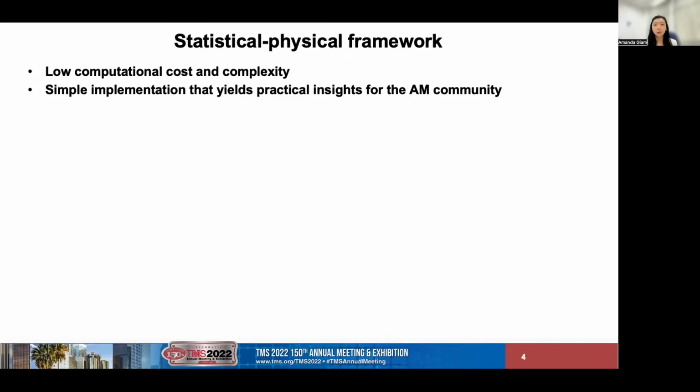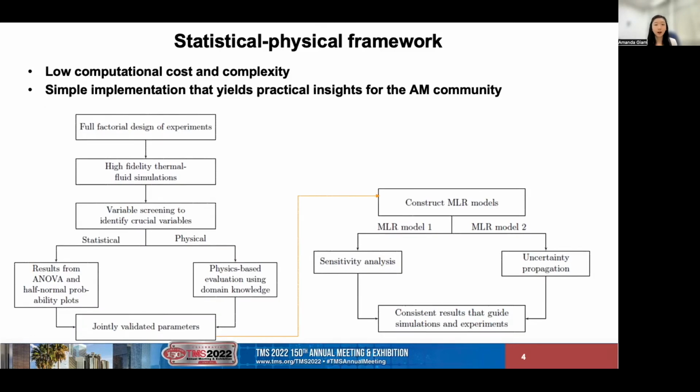So I would like to put forth my statistical physical framework, which has the advantages of low computational cost and complexity, and is also a very simple implementation that is general enough for the majority of the community in additive manufacturing to understand, and hence is of practical use to them.